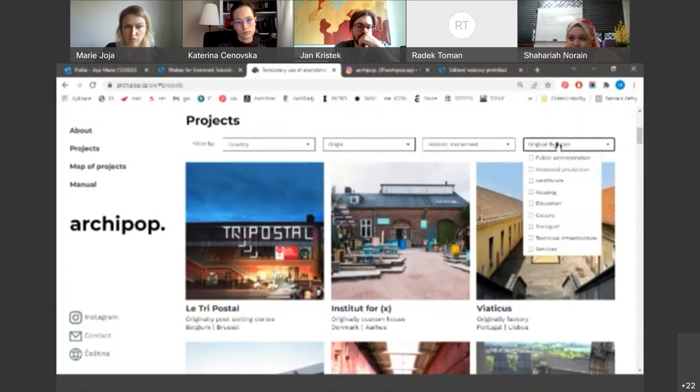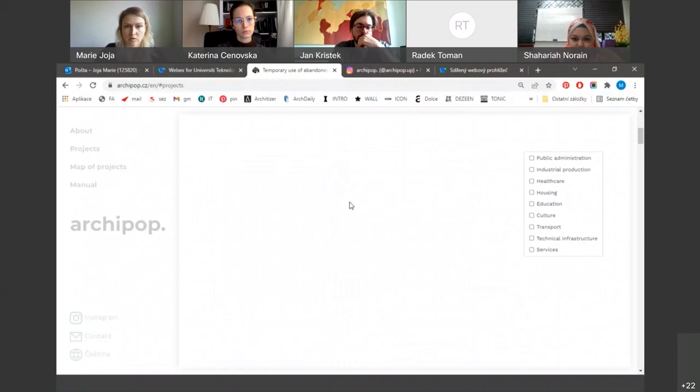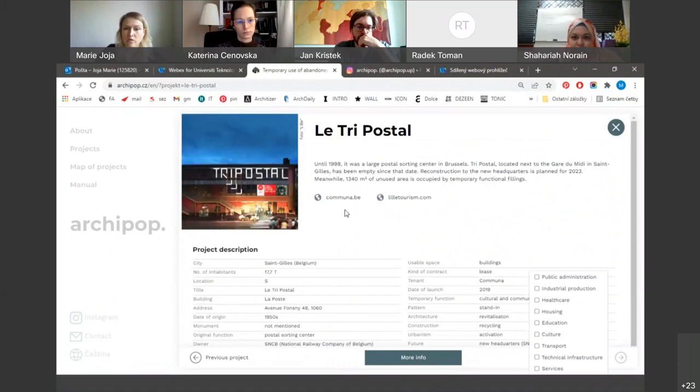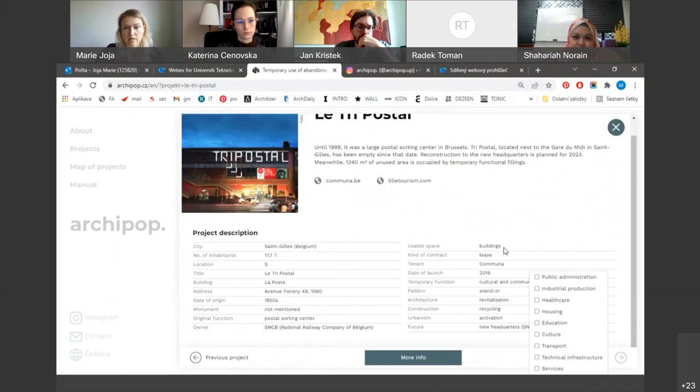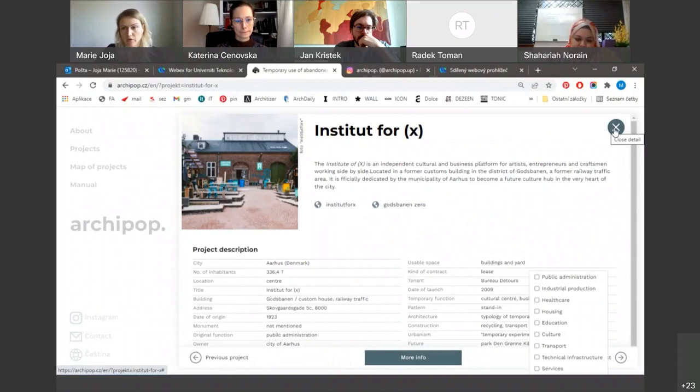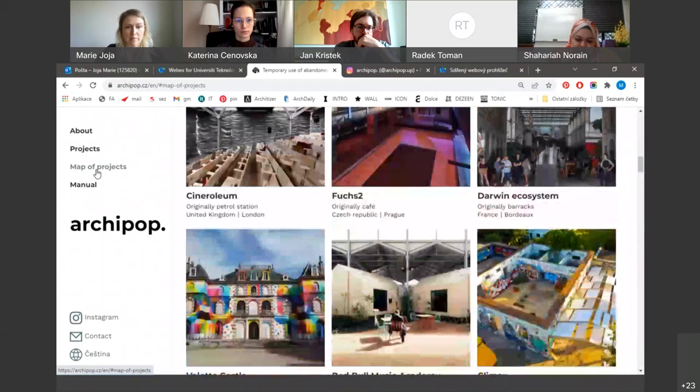Each project is presented on a single card, where you can get to know more information when you go to the links which are available there. And there is a deep description of the project, and you can move between the projects themselves and get to know what you are interested in. Also, there is the part with the map below.